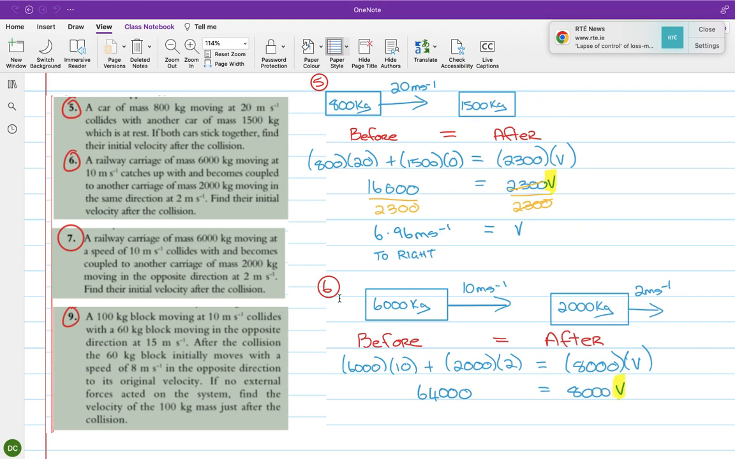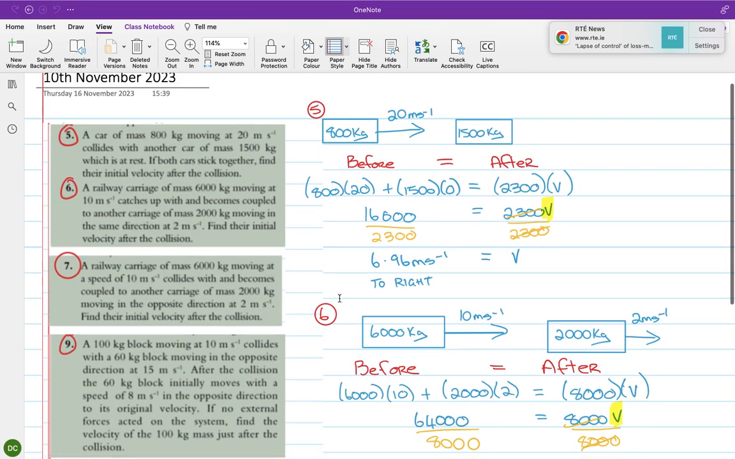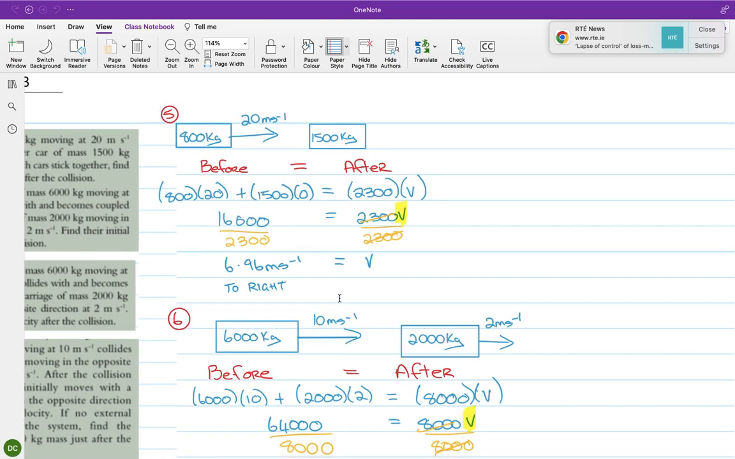Isolate the V by dividing by 8,000 on both sides. That'll cancel, and we get V is 8 meters per second. And again, all of the velocities in this question were positive, which means they're all in the same direction, so that is also to the right. Is that all right? Okay, I'll move over here.